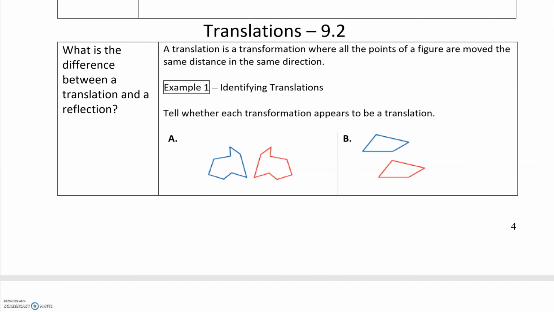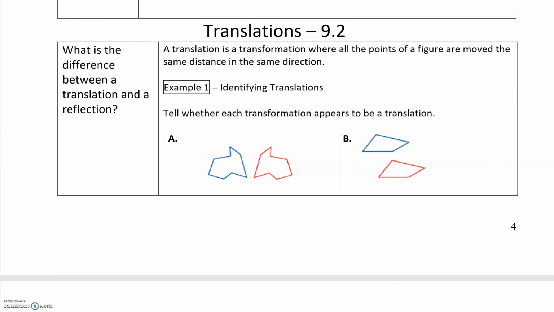So this is lesson 9.2, translations. We're also going to talk about vectors, which is in 8.7, within this lesson. But a translation is basically where you take all of the points of the figure and you move them the same distance in the same direction.